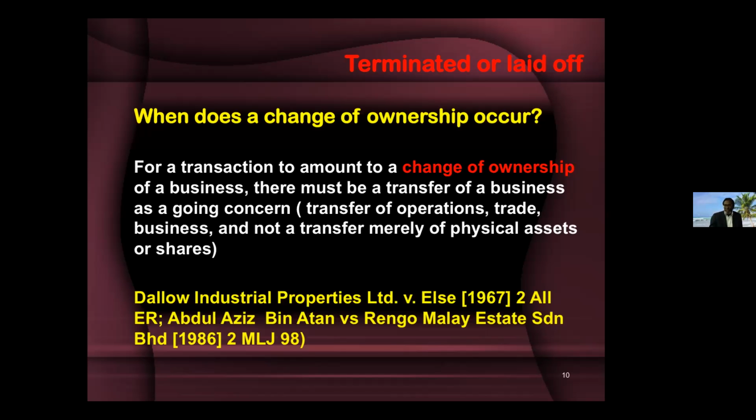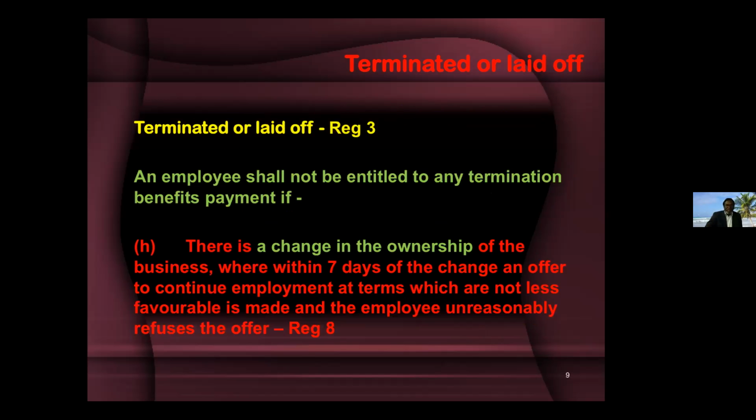You find many situations in a business concern where there's merely a transfer of shares, for example, from one partner to another, one company to another, or sometimes they merely buy and sell assets. That alone does not amount to a change of ownership under the regulations. In such situations, where it's not a valid change of ownership, termination benefits do not become payable. We shall take a look at it again.